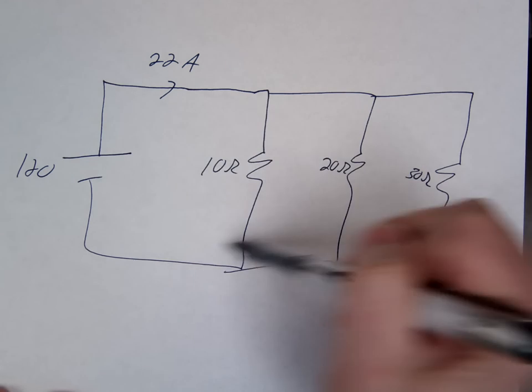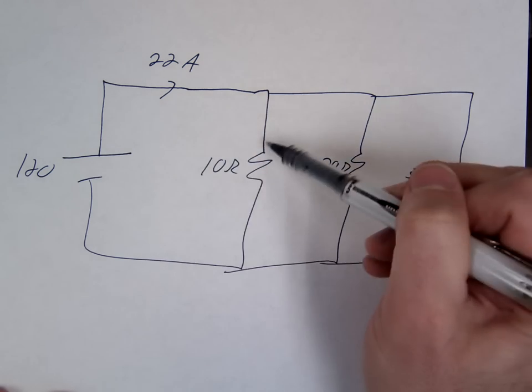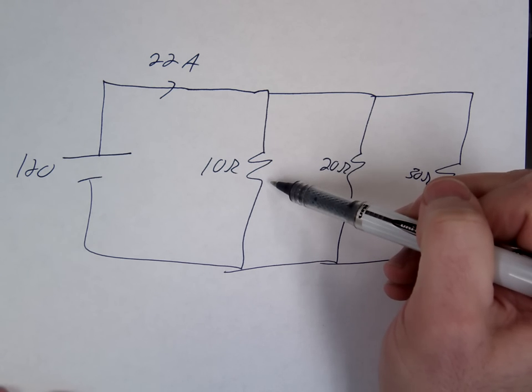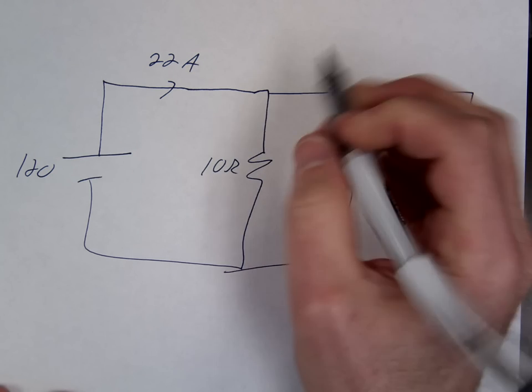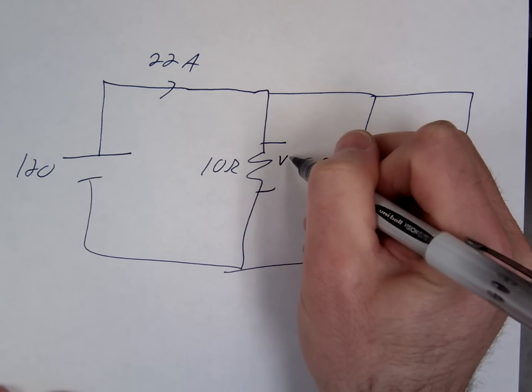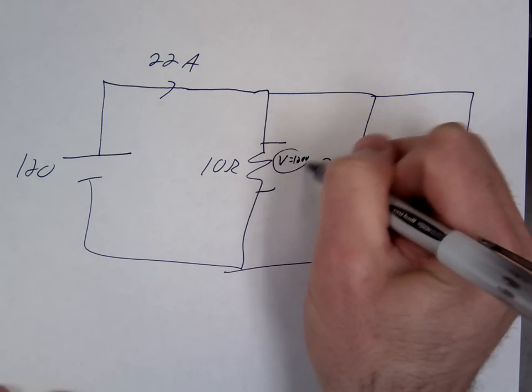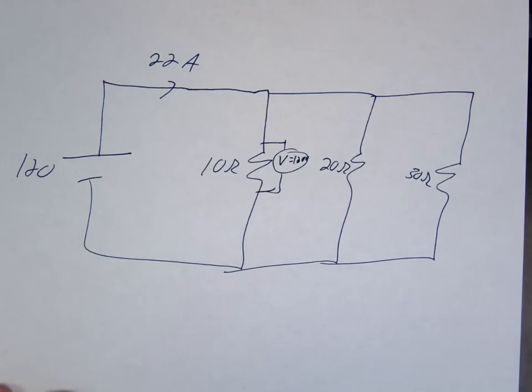This is hooked up to the battery, this is hooked to the battery. What's the voltage across this resistor? 120. Yeah, so it's directly connected to the resistor. So this would have a voltage of 120 volts. Okay, that would be my voltage across that resistor.